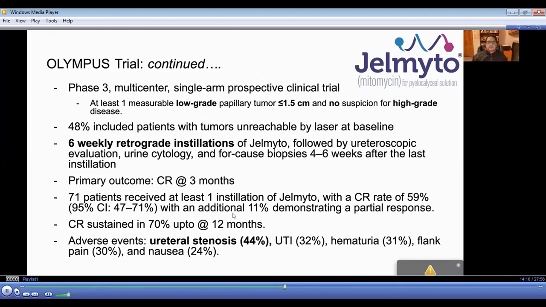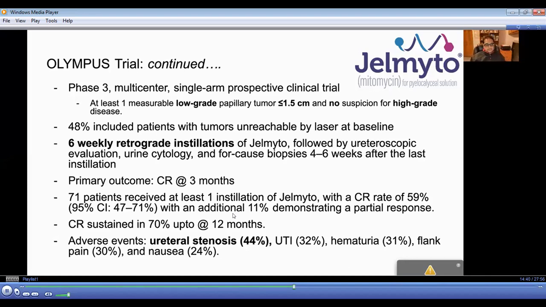So this is what the OLYMPUS trial basically looked at. It was a phase 3 single-arm prospective clinical trial in which patients had low-grade papillary tumor, less than 1.5 centimeters in size, and no high-grade disease. 48% of tumors were unreachable by laser at baseline, so that's a very interesting fact. Six weekly retrograde instillations were performed, which were then followed by ureteroscopic evaluation, cytology, and for-cause biopsy.